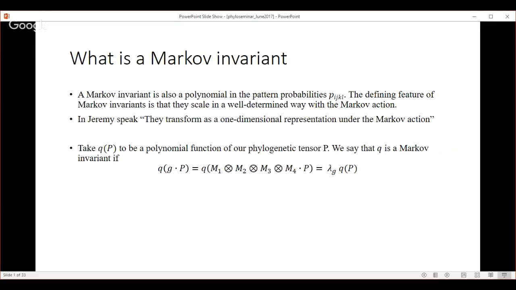And there has been, understandably, a reasonable amount of confusion in some of the literature, with phylogenetic invariant being used to mean a polynomial that goes to zero, and Markov invariant meaning something a bit different. And so in the paper, we actually end up using the terminology identity for polynomials that evaluate to zero. But I think that's not too important.